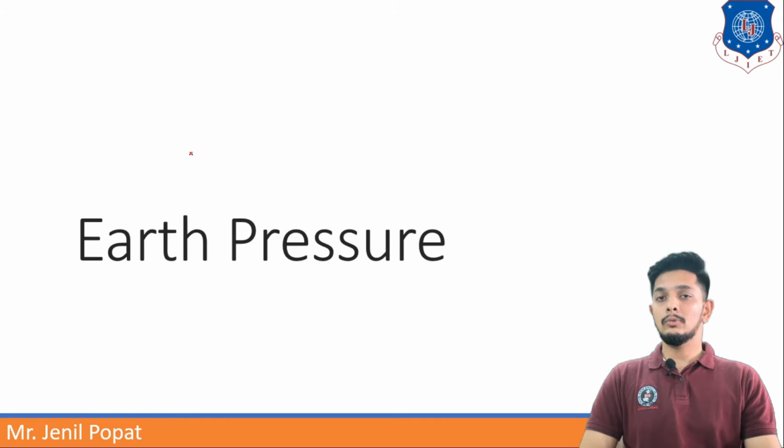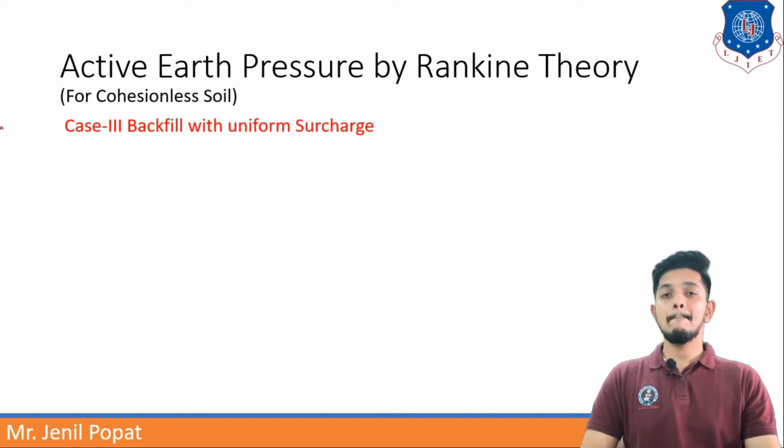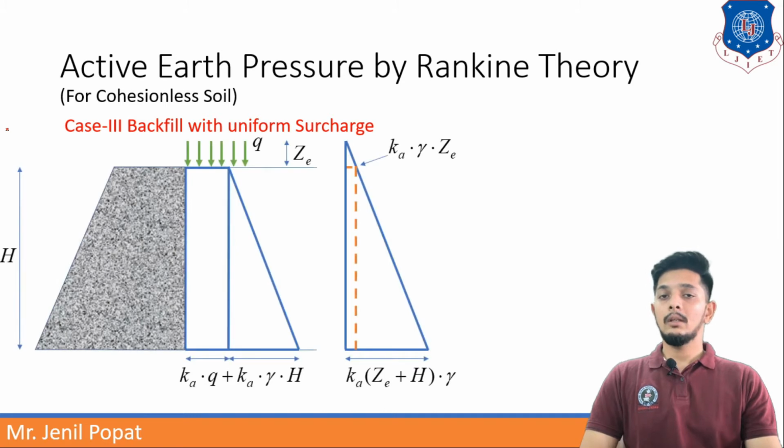Let us move forward to the third case, which is active earth pressure in cohesionless soil with backfill with uniform surcharge. Now, surcharge comes into the picture. Let us see the figure. Here H is the height of the retaining wall. These pressure diagrams are for backfill with surcharge. Let us focus on this diagram only right now, then we will move to the second diagram.